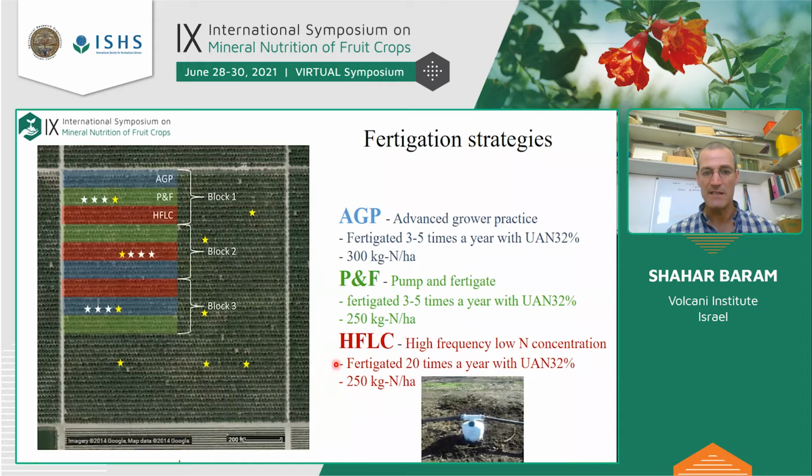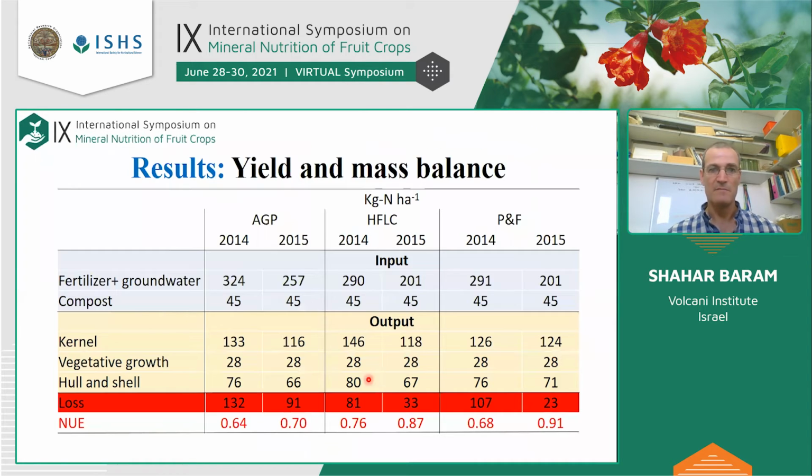And high frequency, low N concentration, AGFLC, which basically means we're going to fertigate 20 times throughout the year, or basically each time the water was open, we gave fertilizer. In all experiments, we used UAN32, and PNF and AGFLC, high frequency, low N concentration, basically got the same N loads, while AGP got a little higher. They all got the same N loads, more or less, at the end of the day.